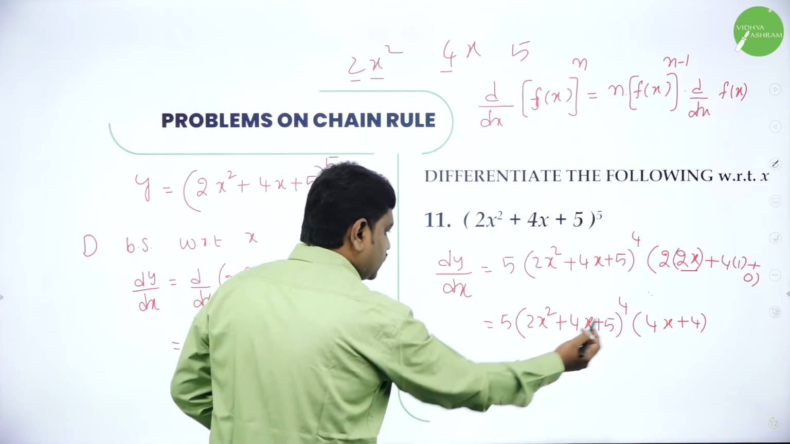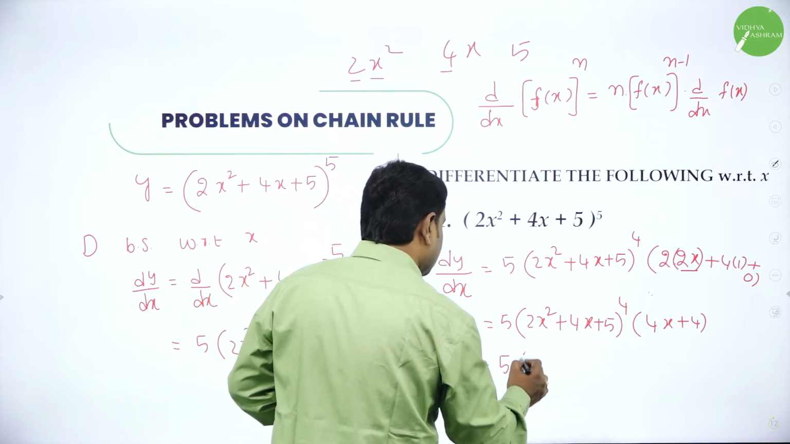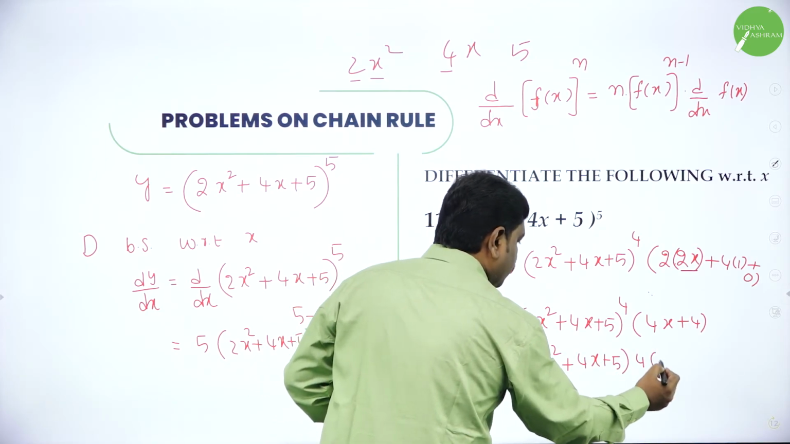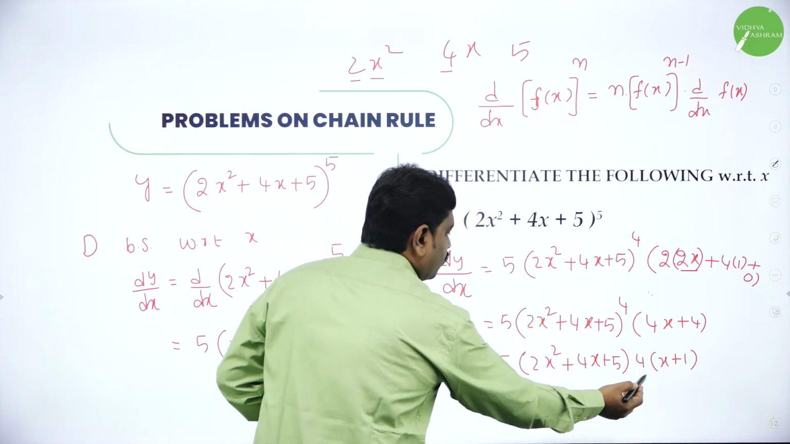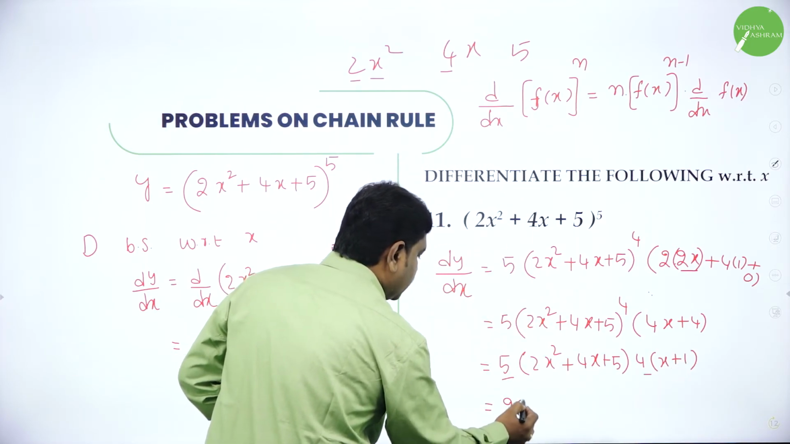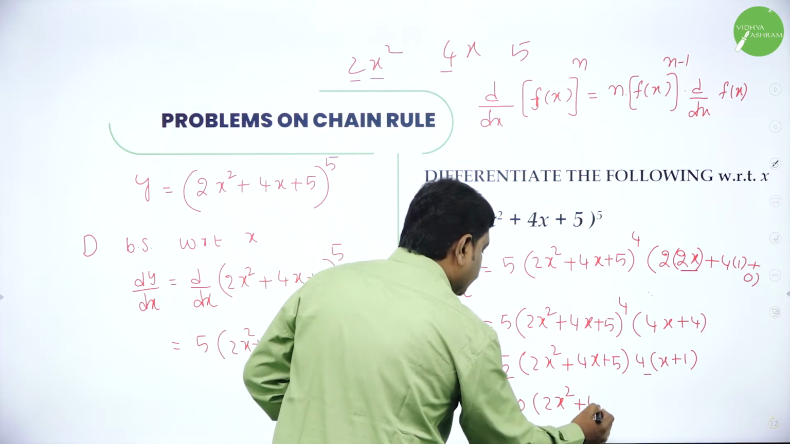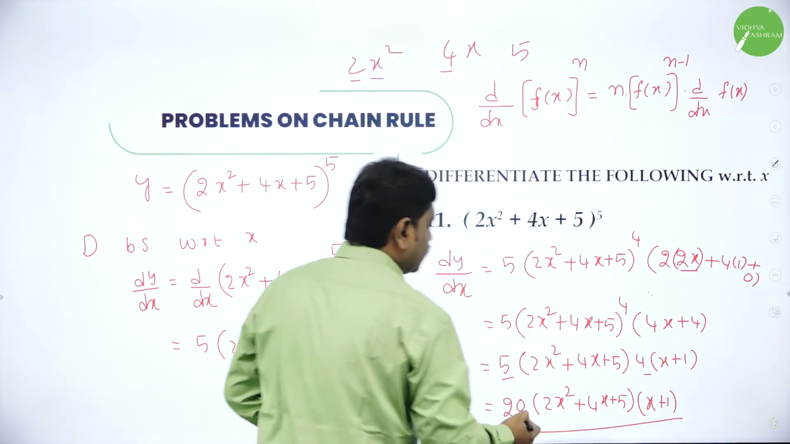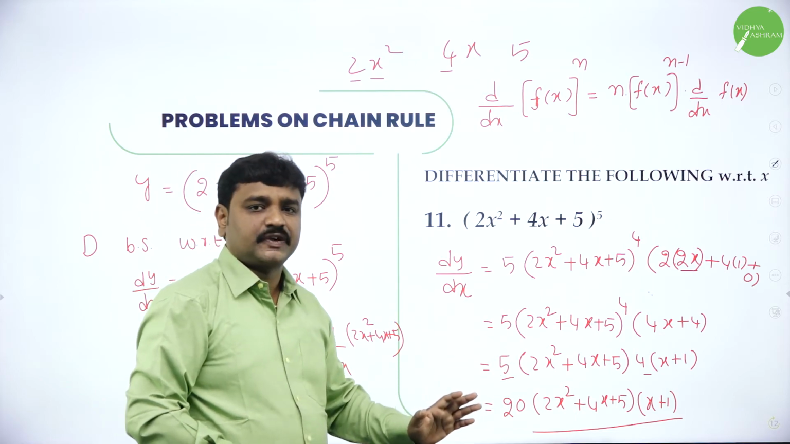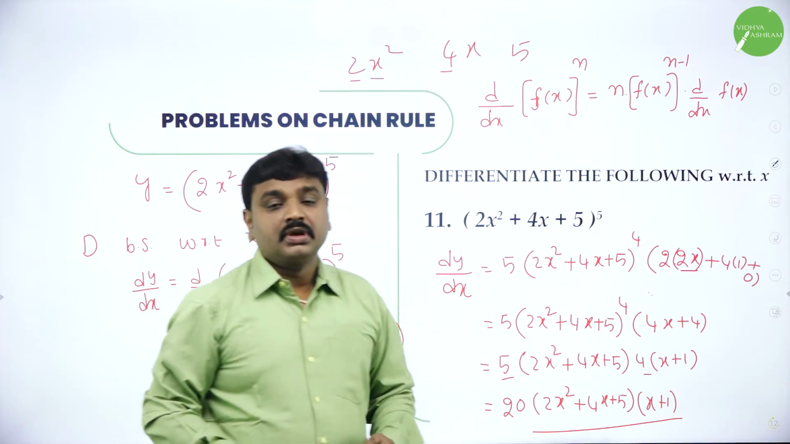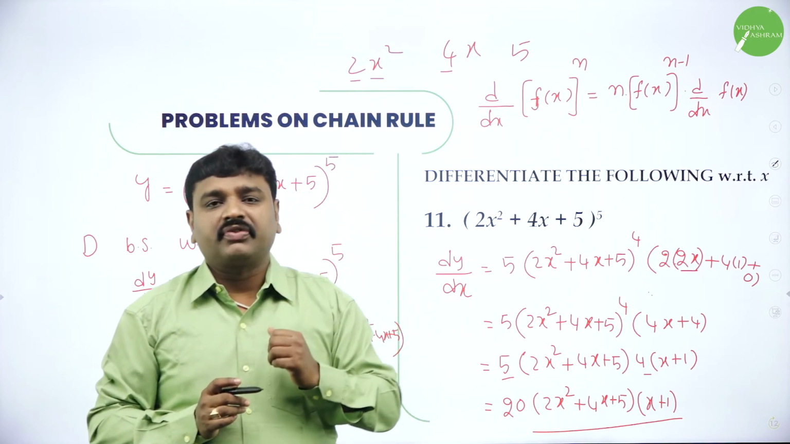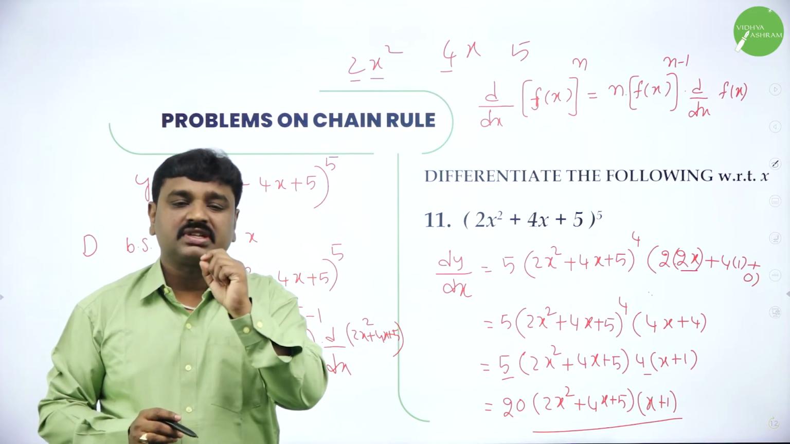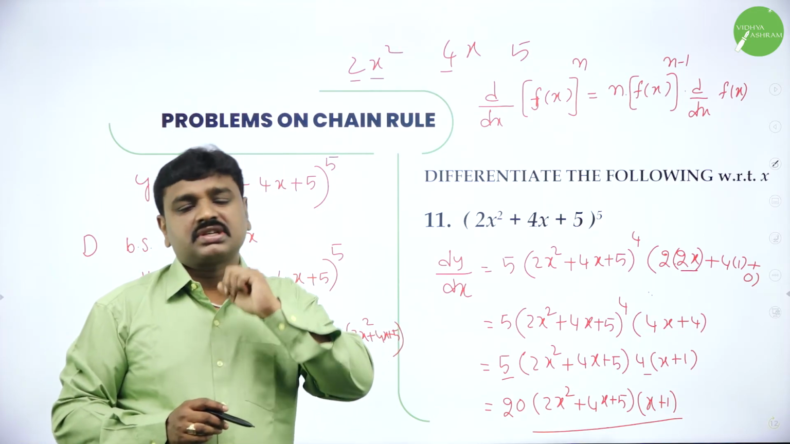Or if you want, you can take 4 common: 5 into (2x square plus 4x plus 5) power 4 into, if I take 4 common from both, it will become x plus 1. Now 4 and 5 if I multiply, 4 5 is 20, into (2x square plus 4x plus 5) power 4 into x plus 1. You can write like this, or 20 into x plus 1 into, you can rearrange, or if you stop it here, no problem. If they ask you to prove, then you need to simplify, or to reduce to standard form. But while simplifying, don't make any silly mistakes by taking common or in multiplication. Mistakes you should not do.